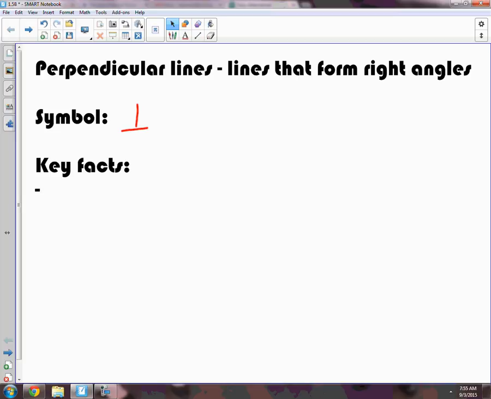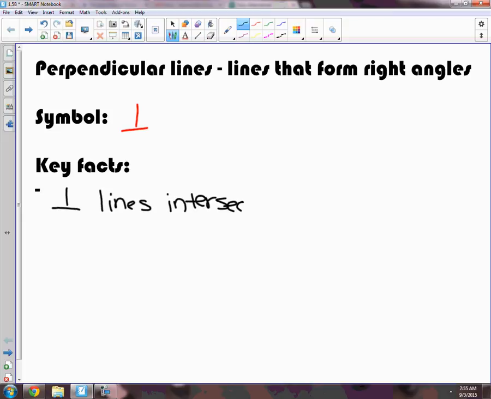We're going to talk about 4 facts about perpendicular lines that are going to help us do some math today. The first key fact is this. Perpendicular lines intersect to form 4 right angles.